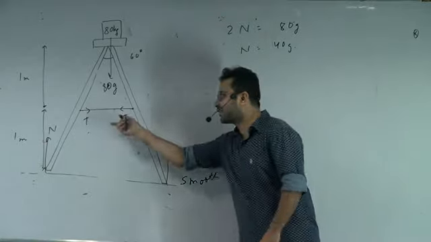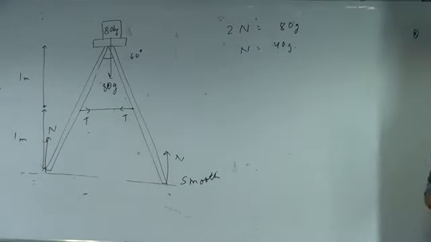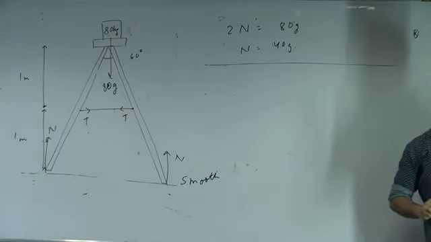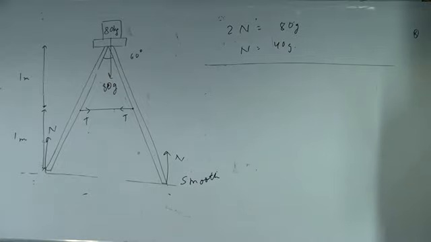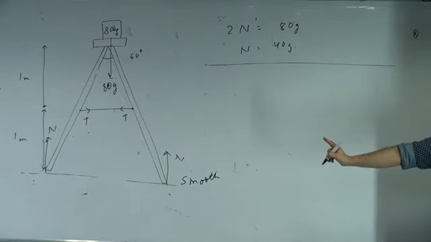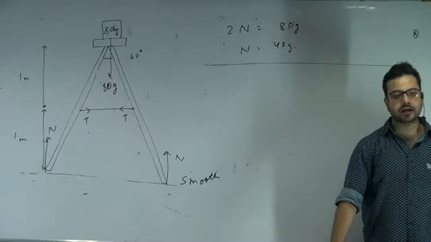For horizontal equilibrium, T is equal to T. That becomes an identity. Next, we need to find out the tension. So what we have to do is balance the torque. We need to write the torque equation. Now tell me, about which point should I write the torque equation?